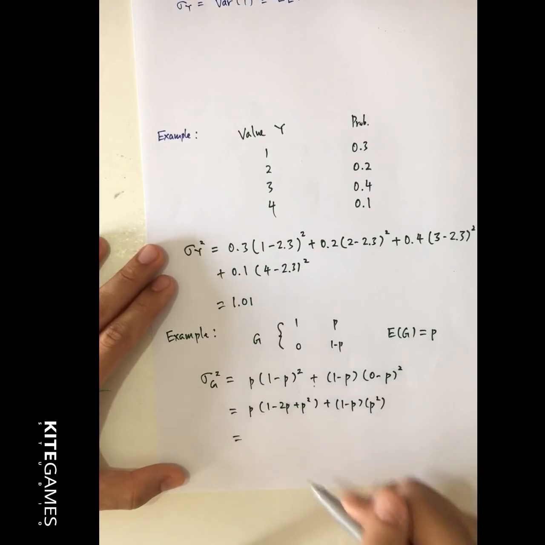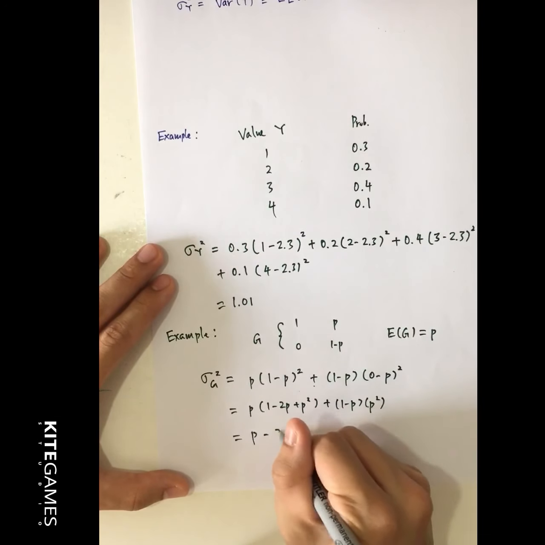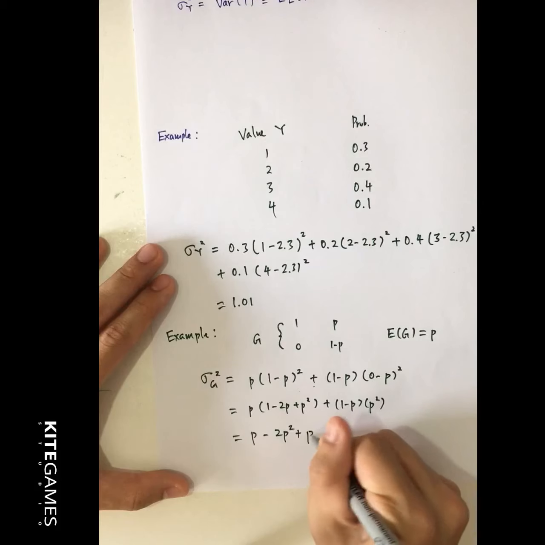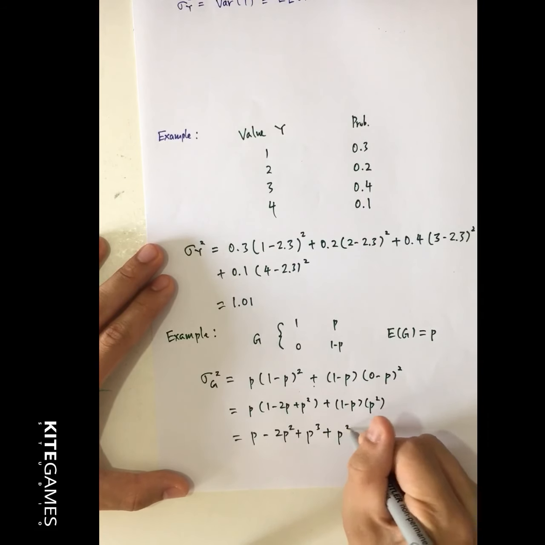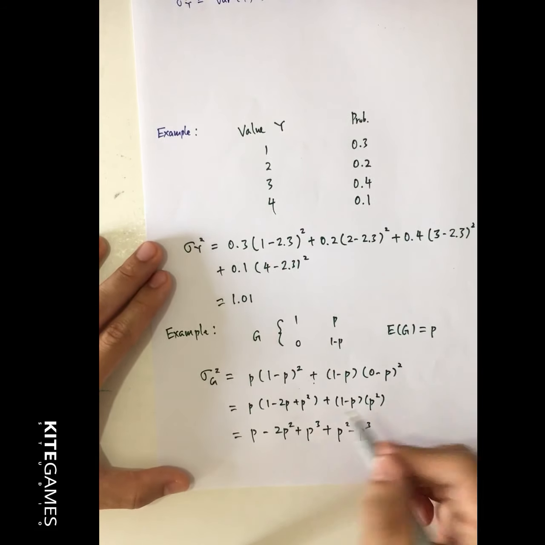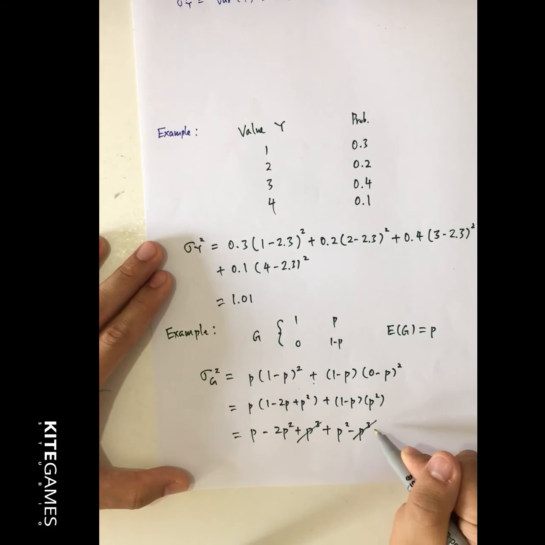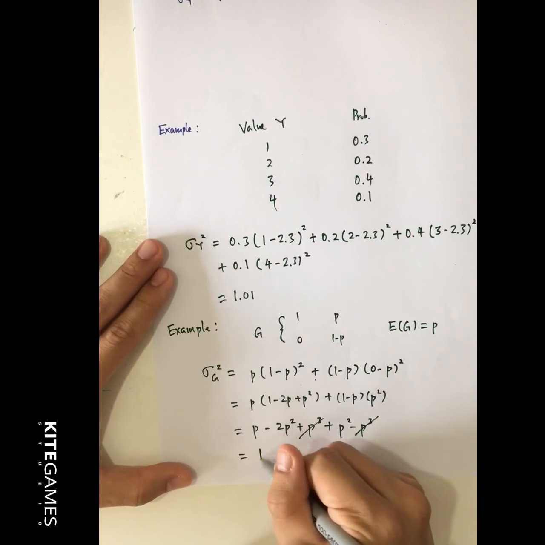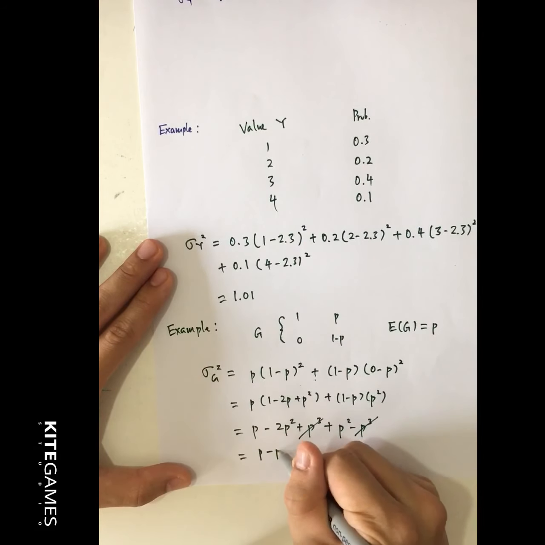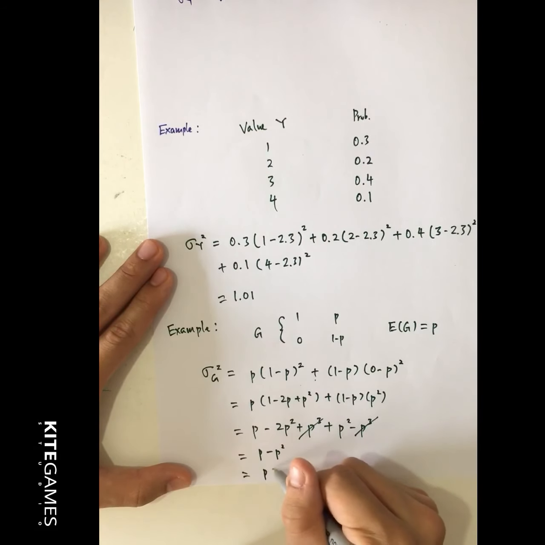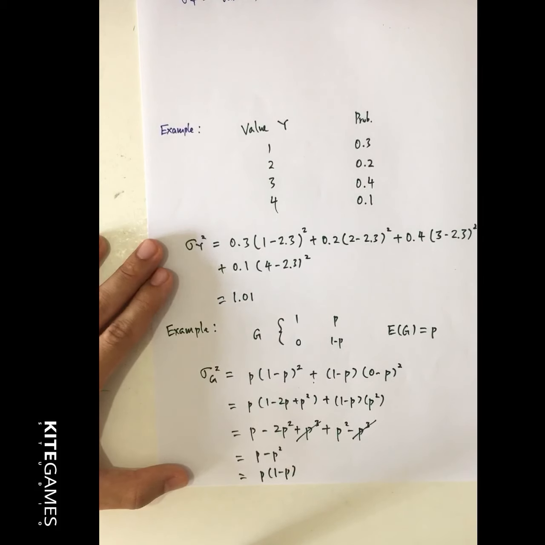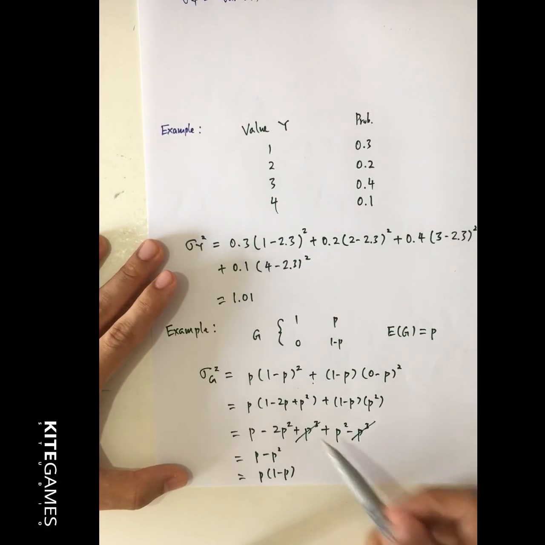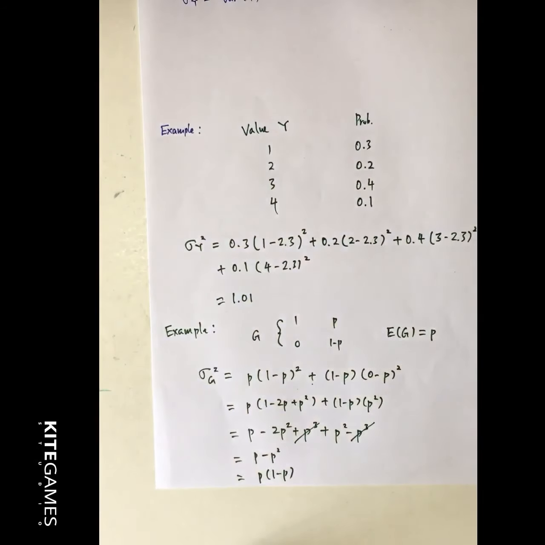Then you further do the simplifications. p minus 2p squared plus p cubed plus p squared minus p cubed. Then you can see that, okay, the terms to the power 3 can be cancelled. What remains is p minus p squared. That is equal to p times 1 minus p. So you can see that the variance of the binomial distribution is just p multiplied by 1 minus p. Okay, so these are the concepts of expected value and variance.